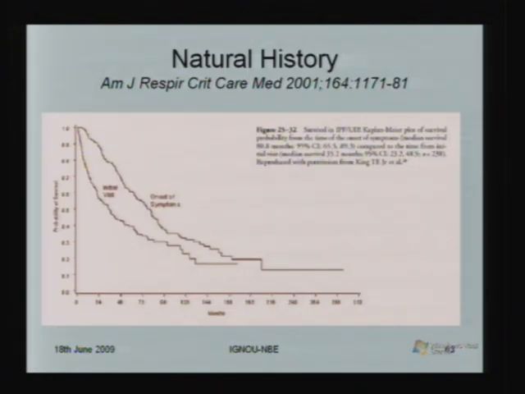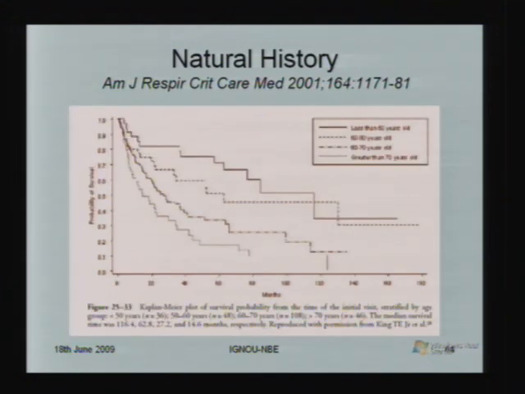Now, the natural history, the Kaplan-Meier plot of survival shows the probability of survival from the time of onset of symptoms compared to the time from initial visit. From time of onset, the median survival is about 80 months, and from the time of initial visit, the median survival is about 3 years.